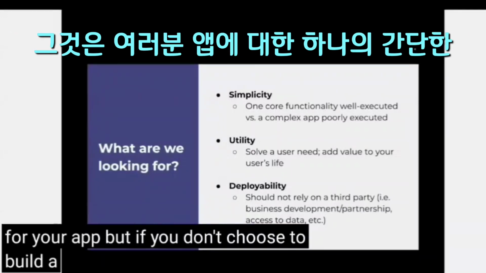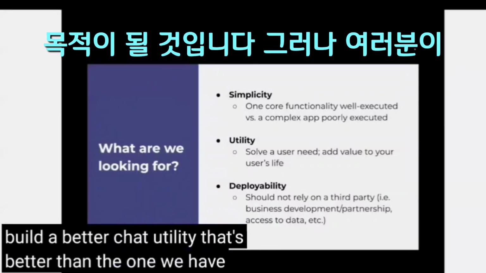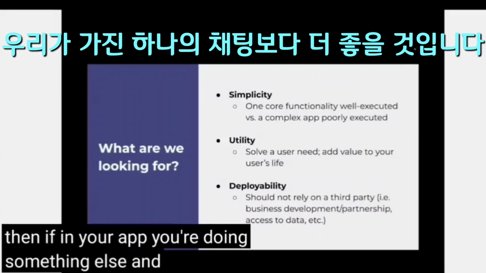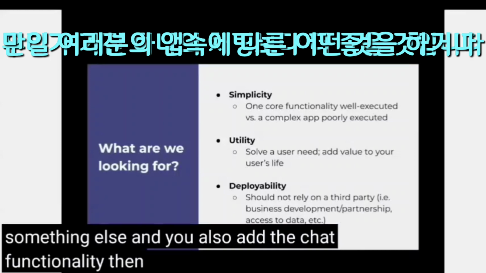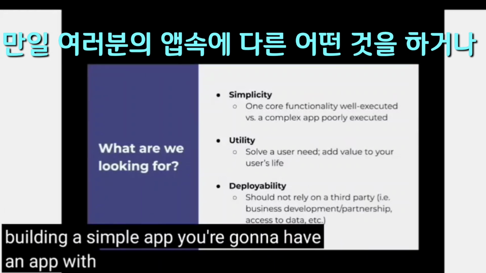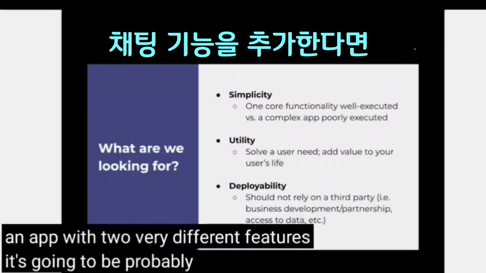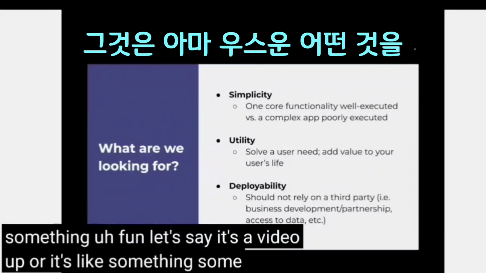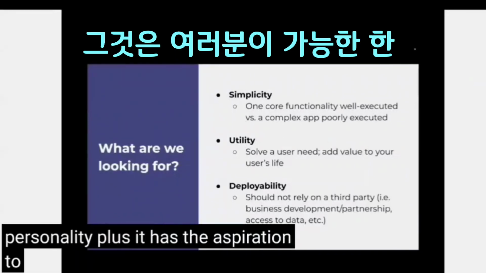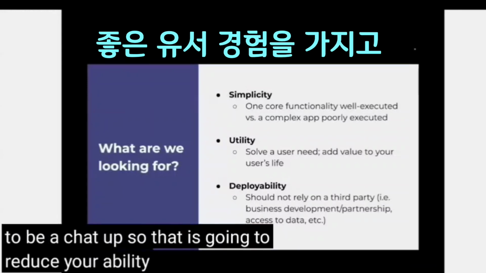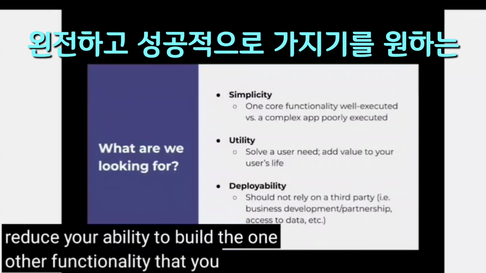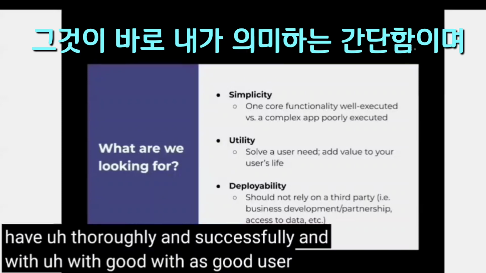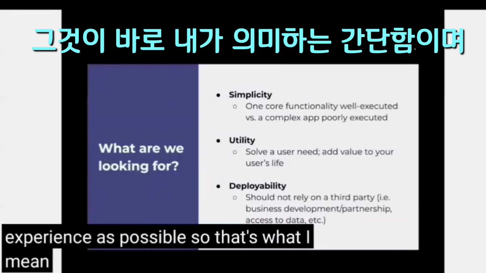But if you don't choose to build a chat utility that's better than the one we have, and in your app you're doing something else and you also add the chat functionality, then you end up not building a simple app. You're going to have an app with two very different features. Let's say it's a video app or some other functionality, plus it has the aspiration to be a chat app. That is going to reduce your ability to build the one other functionality that you wanted to have thoroughly and successfully and with as good a user experience as possible. So that's what I mean by simplicity here.